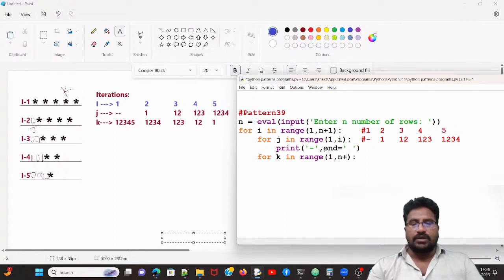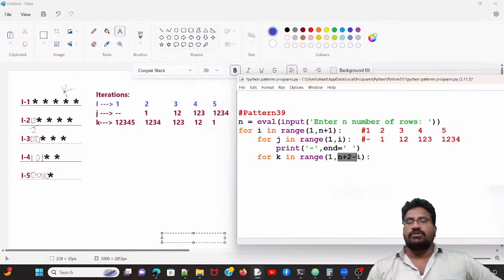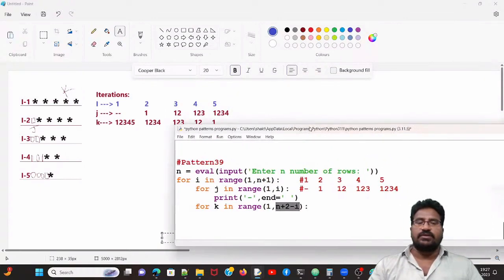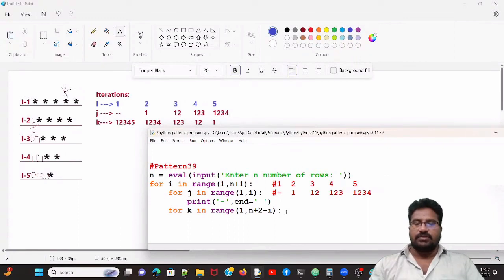I'll take now n plus 2 minus i, like this. So n plus 2 means what? 5 plus 2, 7. 7 minus 1, 6. 6 before 5, so it iterates 5 times, right? When i value is 1, k iterates 5 times. 5 times means 1, 2, 3, 4, 5.